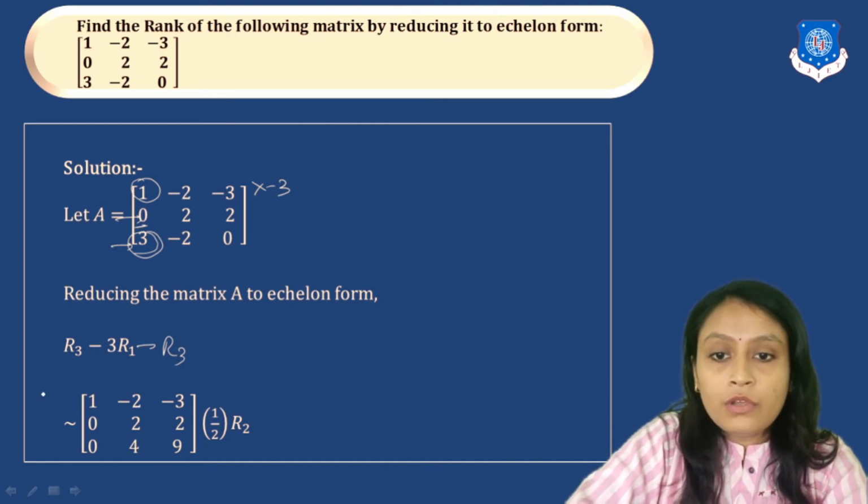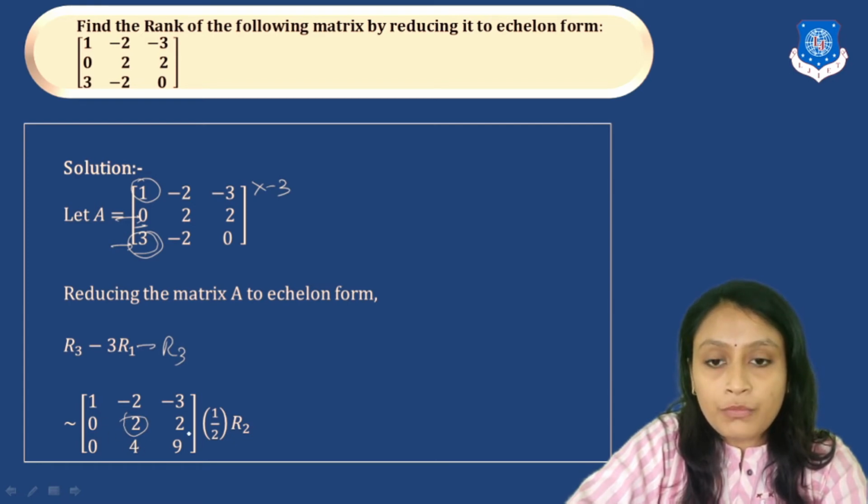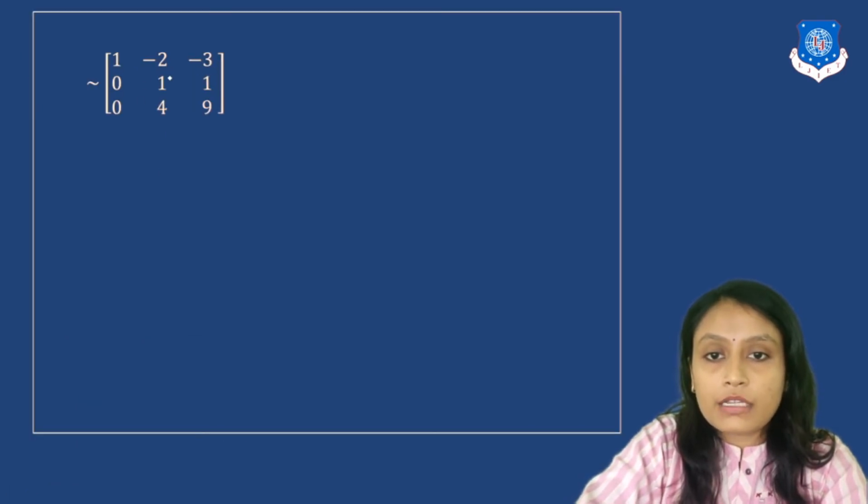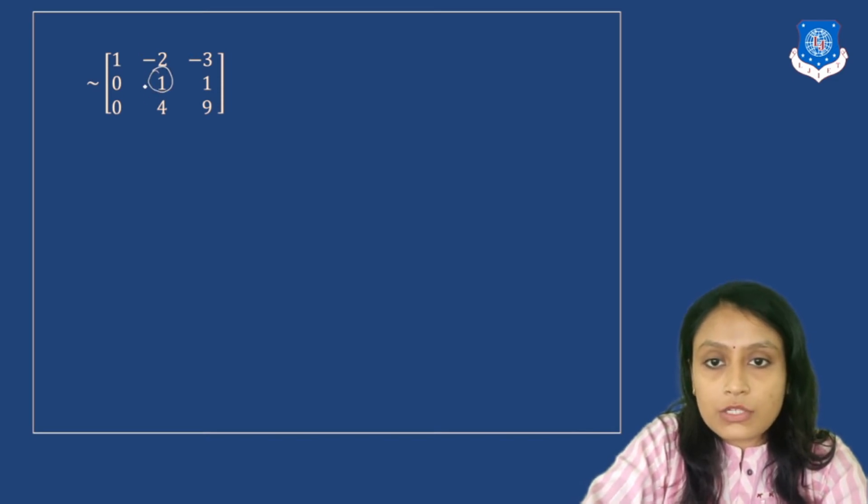Right? Now we have to make 1 over here. Okay, so what we will do, we will divide it by 2. So you will get 1 upon 2 into R2. Okay, so you will get 1 minus 2 minus 3, 0, 1, 1 and 0, 4, 9. This first and third row as it is, we have made changes in the second row. Now this is our leading 1. So the next step is to make 0 over here.